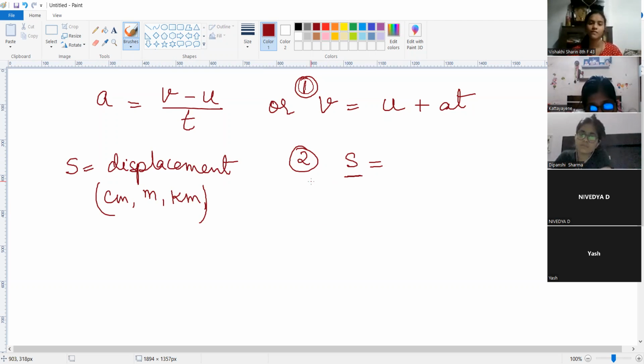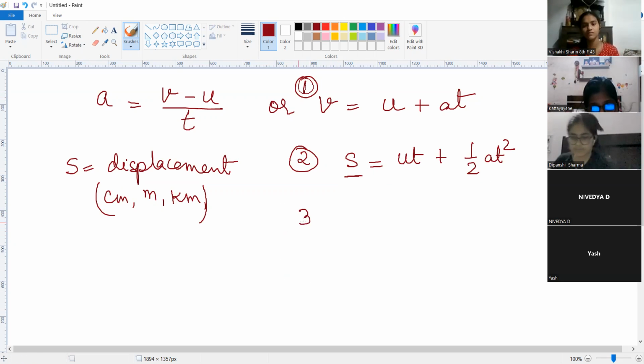S is no more speed. Speed can be written as velocity, which is V and U. V stands for final velocity, U stands for initial velocity. Am I clear? So what is the formula for S? UT plus half AT square. When are you going to use this formula? When time is given to you.